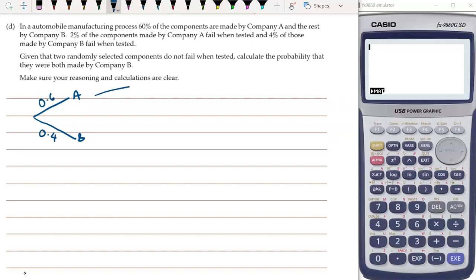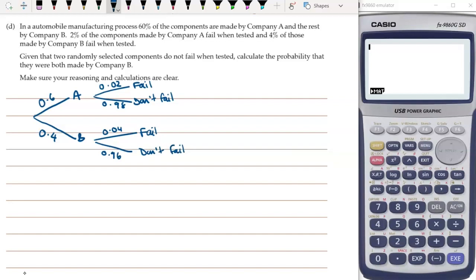Then doing the test, 2% of the ones made by company A fail. And then we've got don't fail. So this is a 0.02 and a 0.98. And then for company B, the rate of failure is 4%. So 96% don't fail.